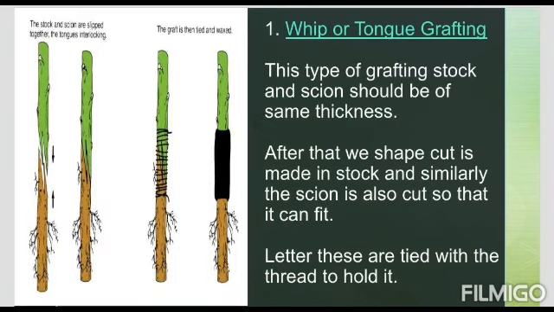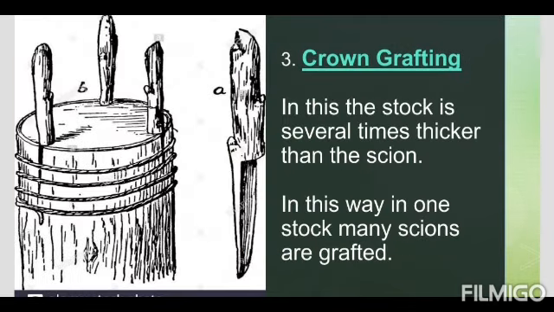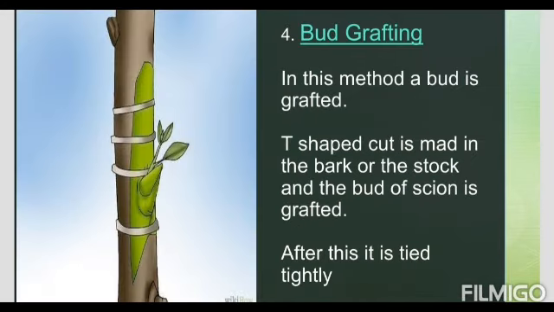The principles involved in grafting are based on the matching of scion and stock cambiums, and on the basis of it, grafting can be done by the following methods depending upon the size of stock versus scion: whip or tongue grafting, wedge grafting, crown grafting, and bud grafting.